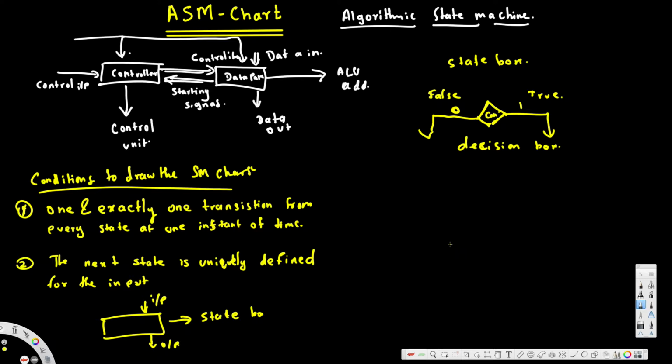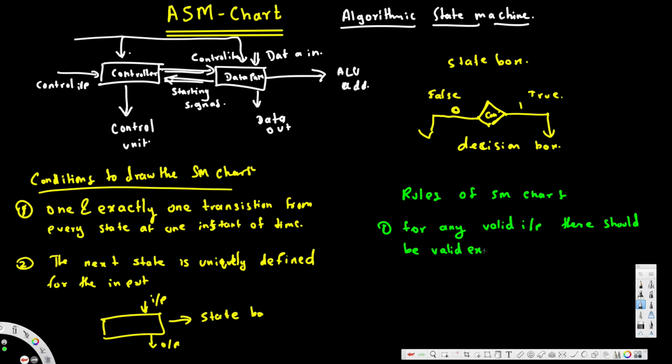Okay, now let's look at the rules of SM chart. For any valid input, there should be a valid exit path.